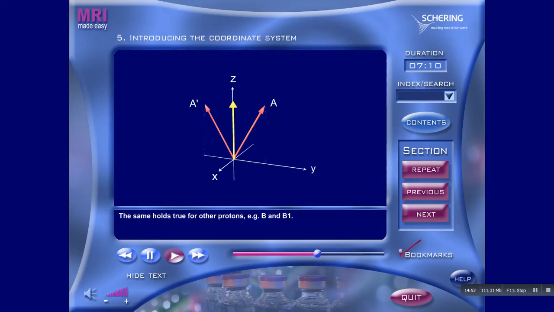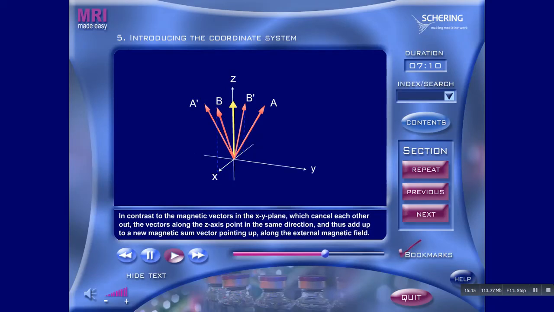The same holds true for other protons. For example, B and B1. For B pointing forwards, there is B1 pointing backwards. They cancel their respective magnetic vectors along the x-axis.